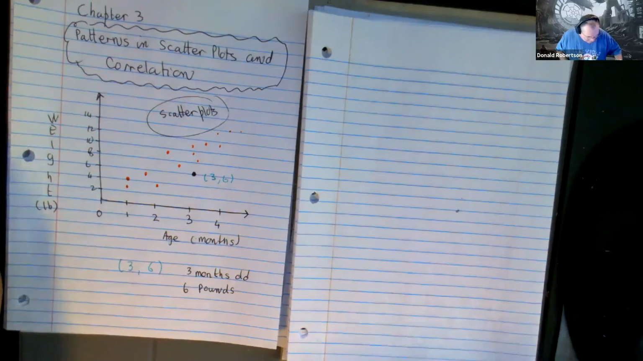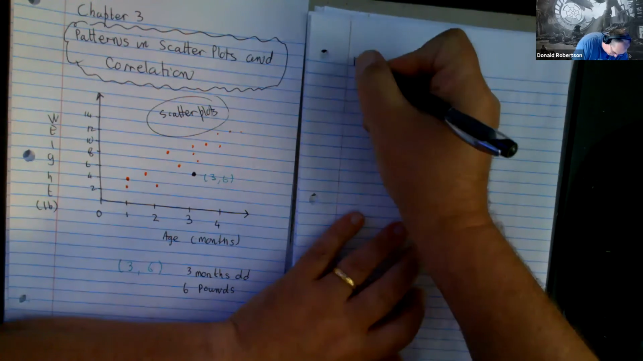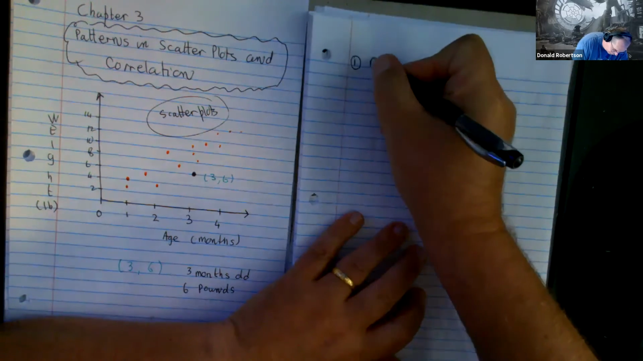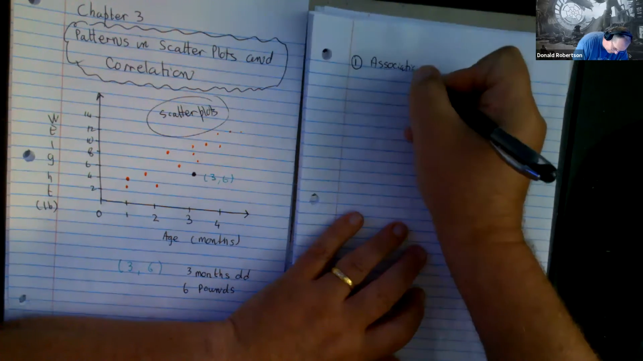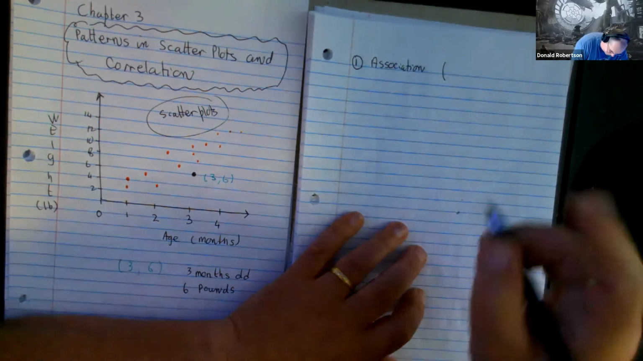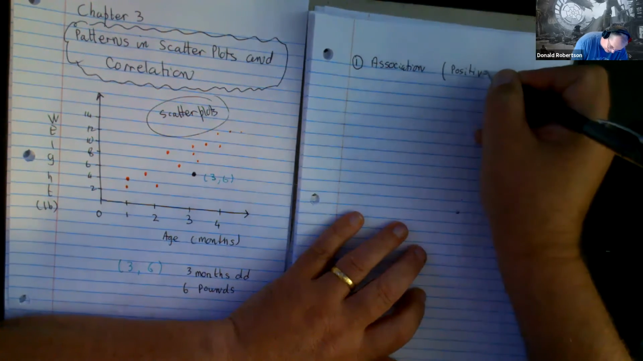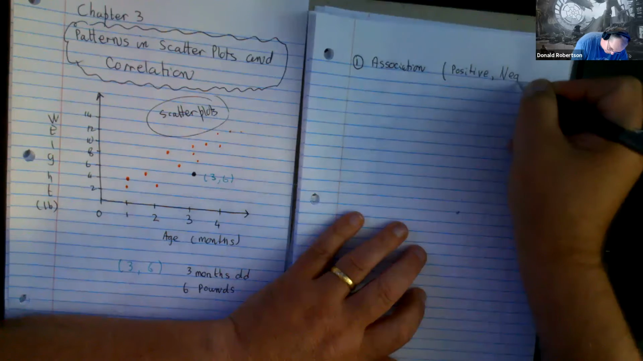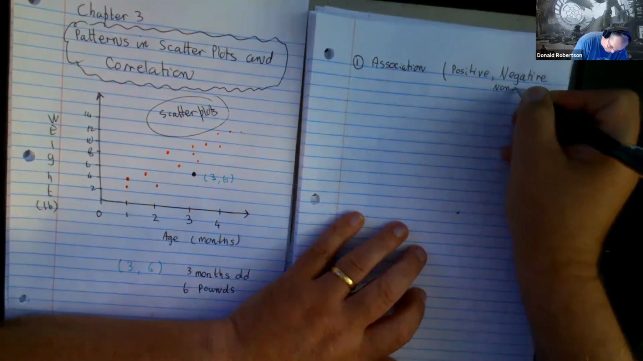And we are going to look at patterns in scatter plots. And not only that, we're going to introduce you to some terms that we use to describe scatter plots. So the first thing we're going to look at is called association. A scatter plot can have one of 3 kinds of association. It can be positive association. It can be negative association, or it can have none, no association.